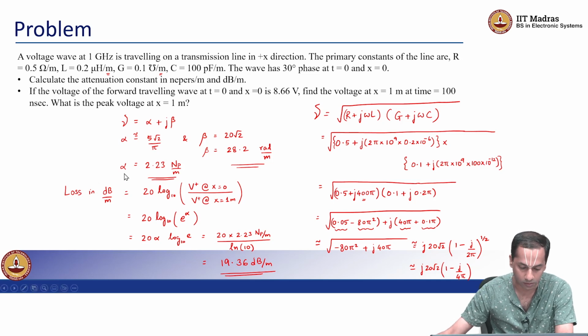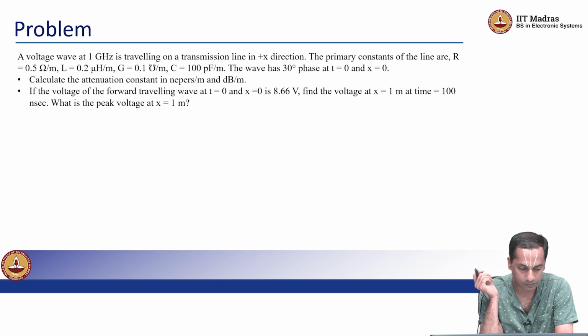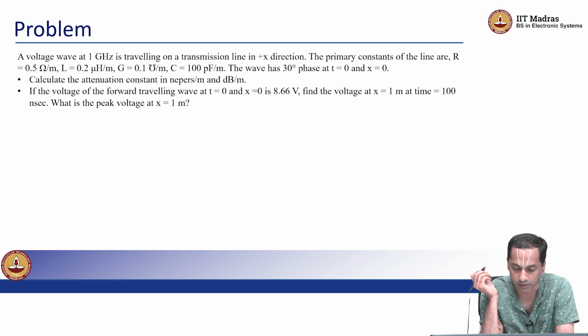All right. So, let us go to the second bullet. Now, if the voltage of the forward travelling wave at t equals 0 and x equals 0 is 8.66 volts, find the voltage at x equals 1 meter at time equals 100 nanoseconds. What is the peak voltage at x equals 1 meter? Okay.